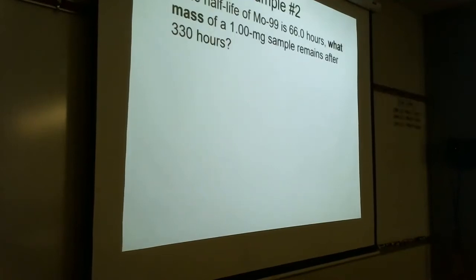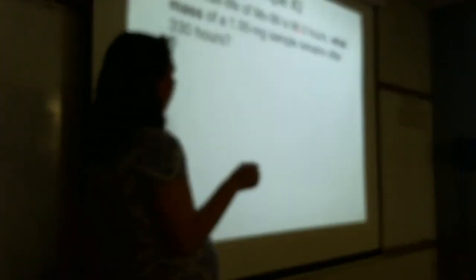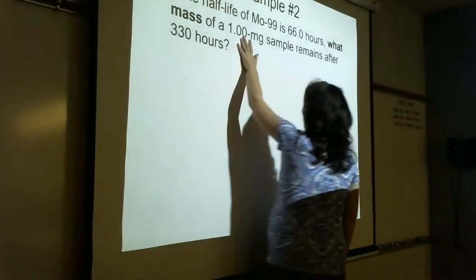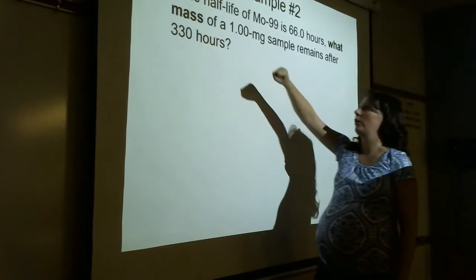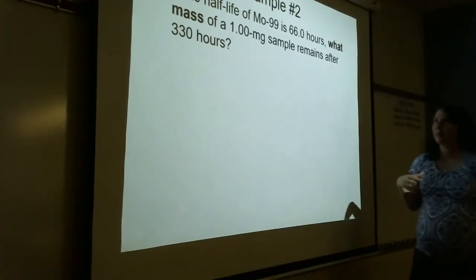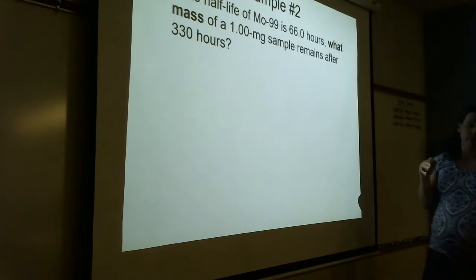All right, let's do this one. If the half-life of molybdenum-99 is 66 hours, what mass of a 1 milligram sample will remain after 330 hours? So this is going to be a two-step problem. This is going to require us to do two different calculations, because I've given you half-life, and I've given you some initial mass, and I've given you some unit of time that has elapsed. And I want to know how much of that mass will remain. What piece of the puzzle is missing?